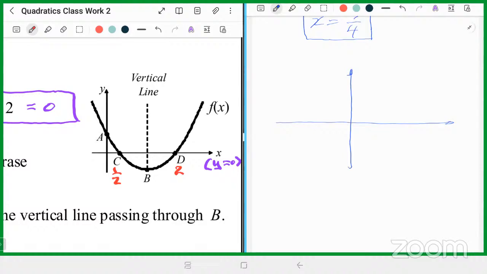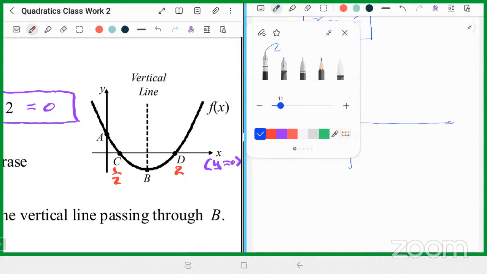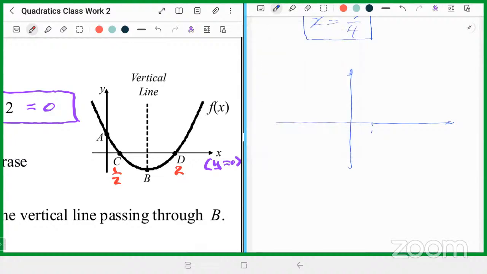Now, if this is the x-axis and the y-axis, let's say I put some points on this graph. Let's say that this is 1, this is 2, this is 3. Let's say that this is -1, -2, -3. Then let's put some horizontal marks as well. Let's say this is 1, 2, 3. This is -1 and -2.